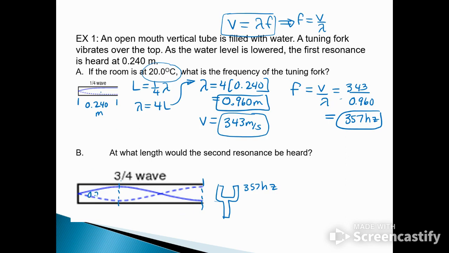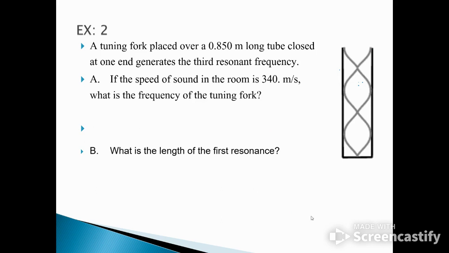This piece must be 240, right? Because it's a quarter wave. This has got to be 240, and this has got to be 240. So the length of the tube that would produce the second resonance would be 3 times 240. 3/4 of a wavelength. 3 times 0.240. And it's 0.720 meters. Tricky stuff. We have one more.